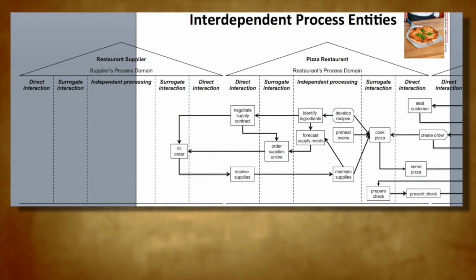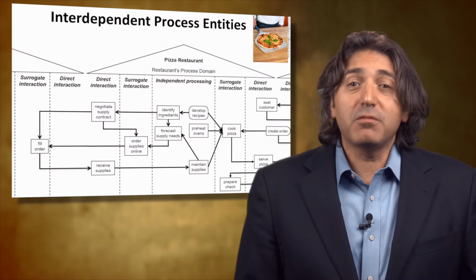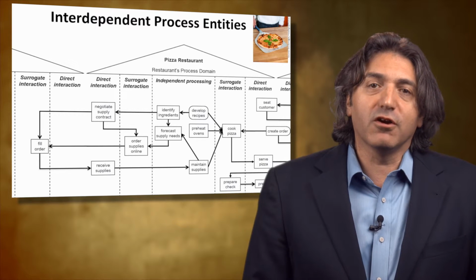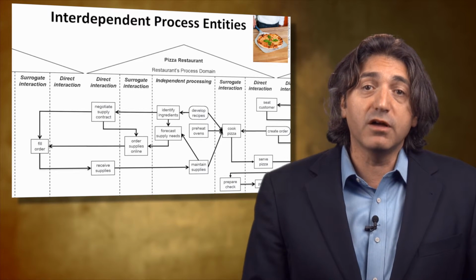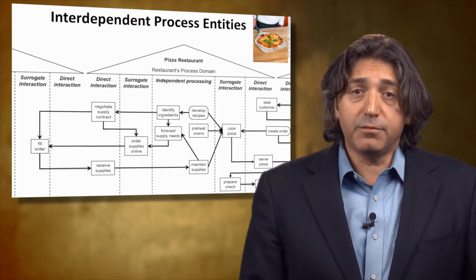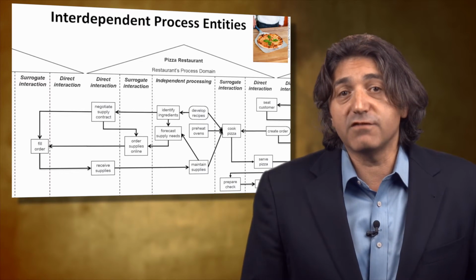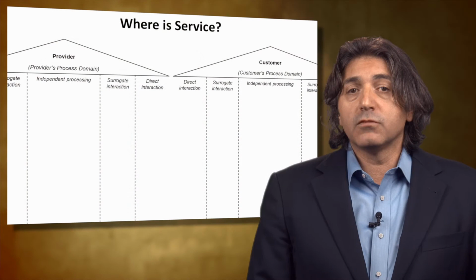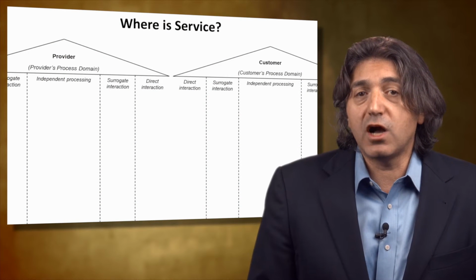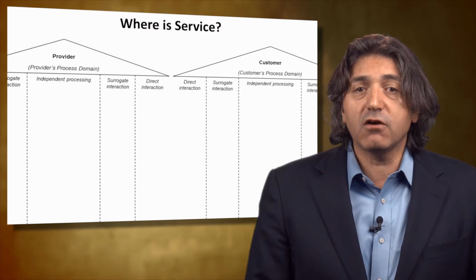We can move over to the other side of the diagram and consider the supplier as a process entity with its own process domain. There's probably a lot more detail that you could go into here, but at the very least, the supplier has to take the order placed by the pizza restaurant, with information from the pizza restaurant, and somehow satisfy that order. That counts as surrogate interaction because the supplier is operating on resources from its customer, which is the pizza restaurant. So, how can we chain process entities along in this kind of diagram?